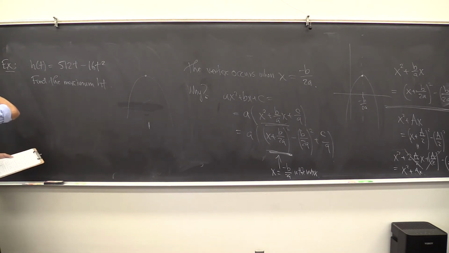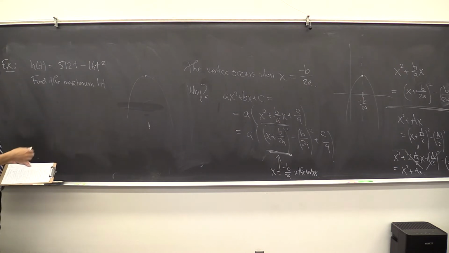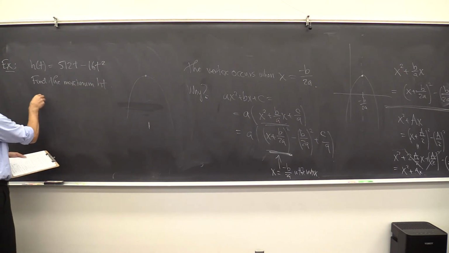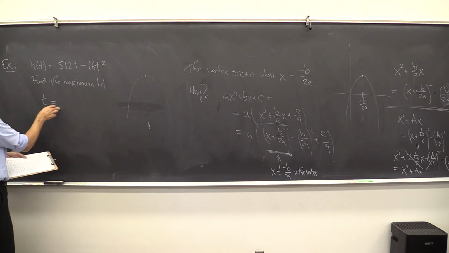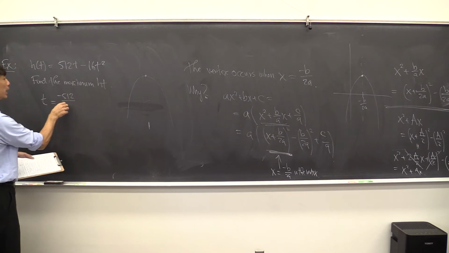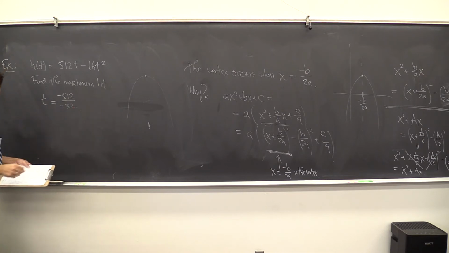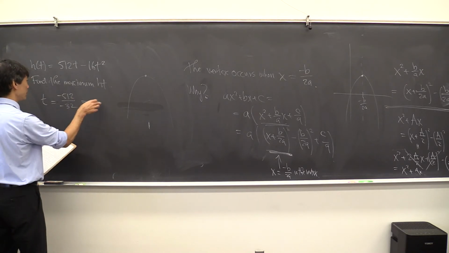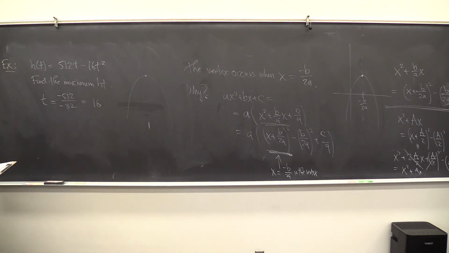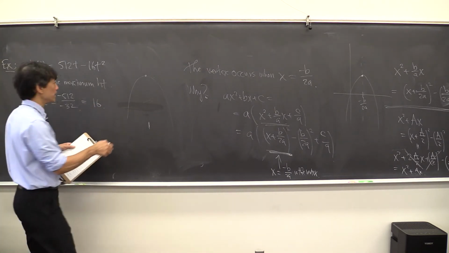So when does the vertex occur? Well, we look at that thing over there, and it says that the vertex is going to occur when we get to negative b over 2a. Everybody okay with that? So the vertex occurs at that point, and that's 16. So you know that it occurs at 16 seconds.